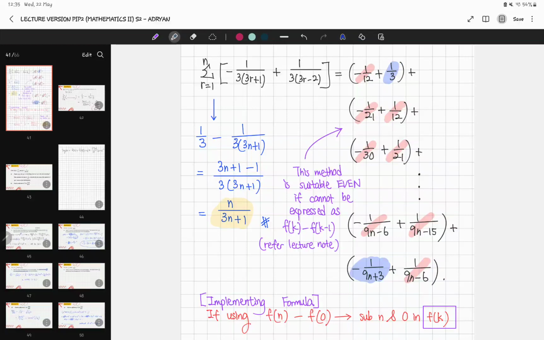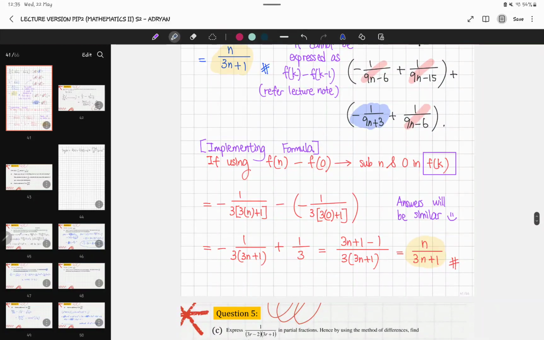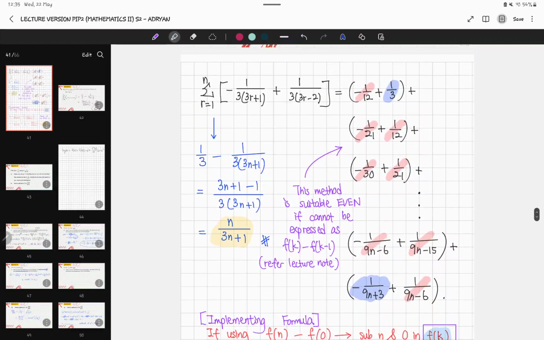Meaning if you have any polynomials which have a fraction, you can use this listing method. It is the safest because you can see where it cancels. But if you can express in terms of Fk minus 1, you can use the Fn minus F0. So the n and 0 you substitute into your Fk. Okay, Fk here. So when you see how I do it, you will get the same answer as the cancelling method.